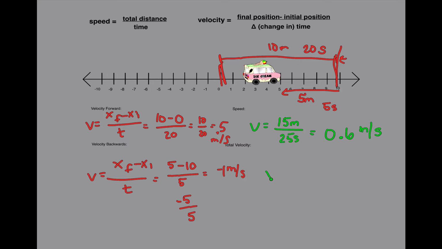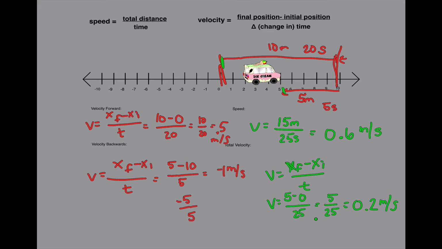Now his total velocity is his final position minus his initial position over the time that it took. His final position, where he stopped, was at 5 meters. So the velocity is 5. His initial position, where he began, was at 0. And it took him a total of 25 seconds. So this is 5 over 25, which is an overall value of 0.2 meters per second.